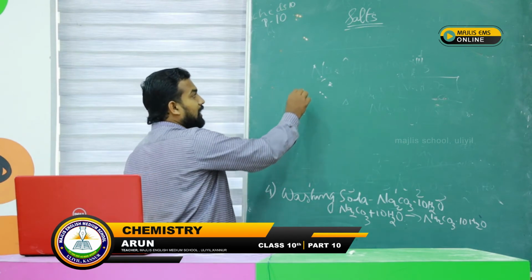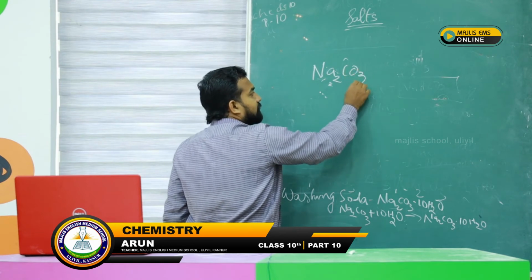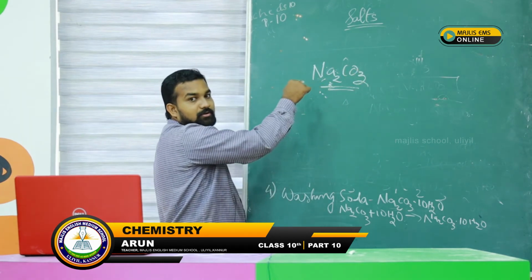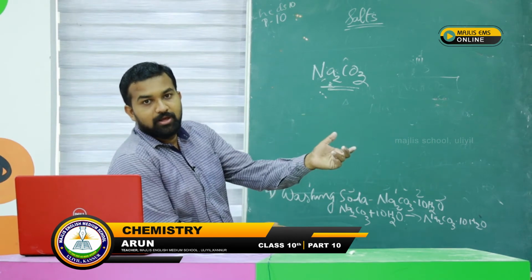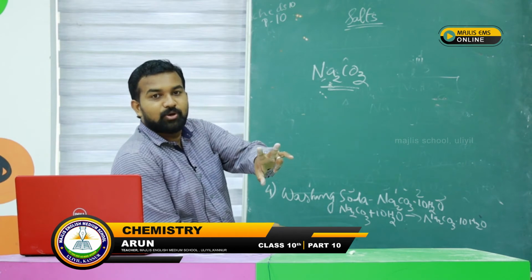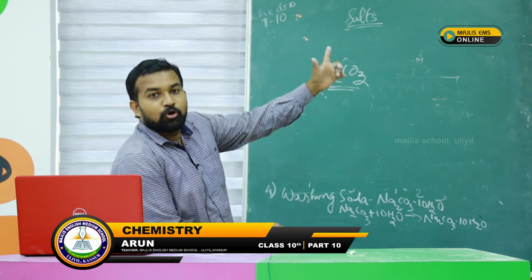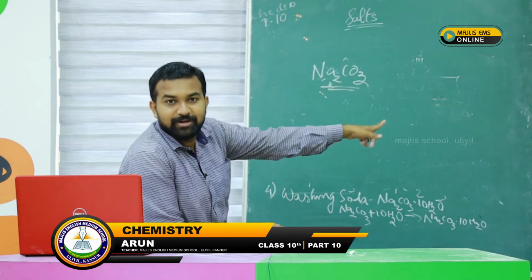So the washing soda is prepared from sodium carbonate. Where did you see the sodium carbonate? We have prepared sodium hydrogen carbonate from sodium chloride, and that sodium hydrogen carbonate, the baking soda, when it was heated, we got sodium carbonate plus water vapors plus carbon dioxide.